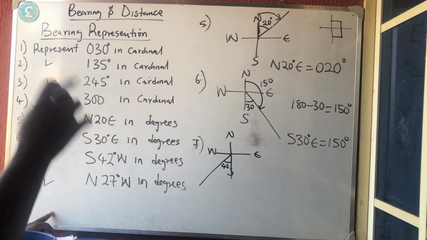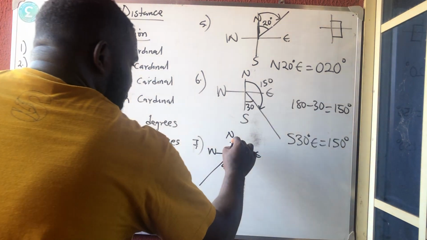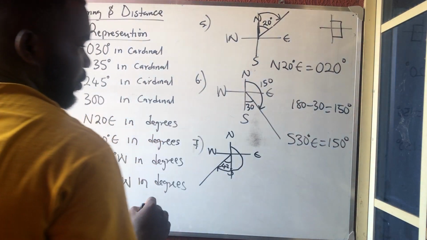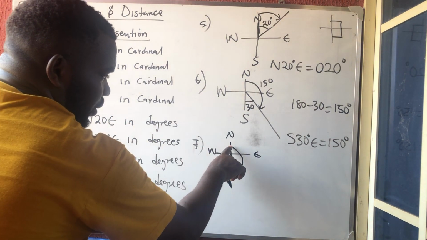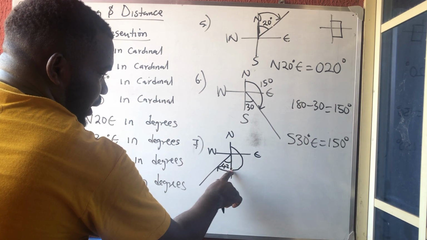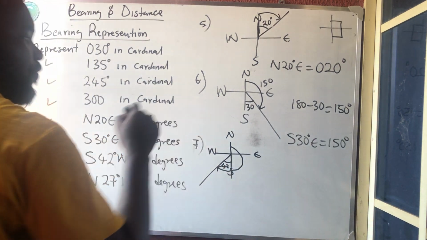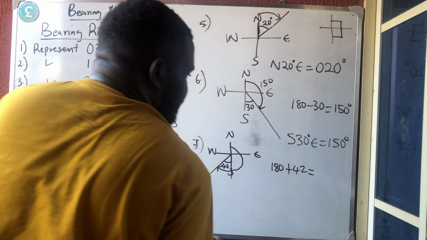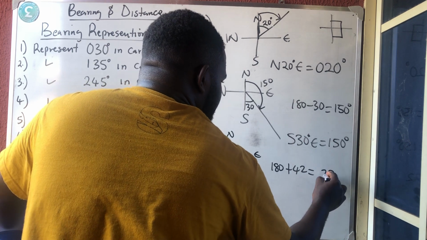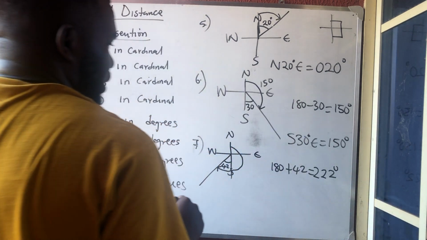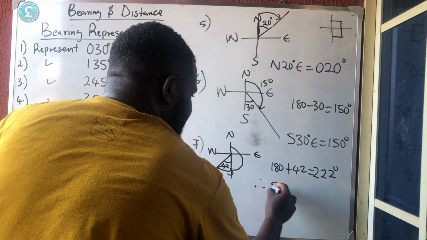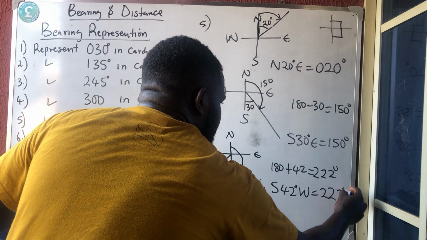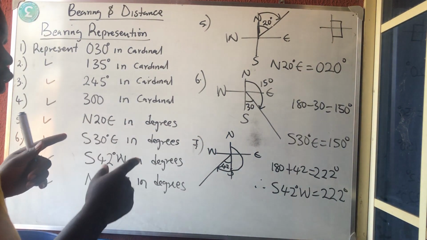The angle, representing in degrees, said I must start from the north and keep moving until you touch the line you have drawn. You stop. So if you look at all the things that are covered now, from here to here 90 covered, and another 90, 180 is covered. You see that the 42 is equally covered. So my answer should be what? 180 plus that 42, which is 222 degrees. Are you getting it now? So therefore, my south 42 degrees west is equal to 222 degrees. I hope you are getting it, please. Just know what is covered.